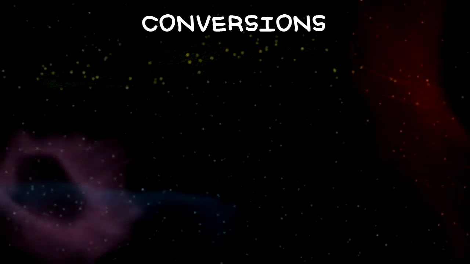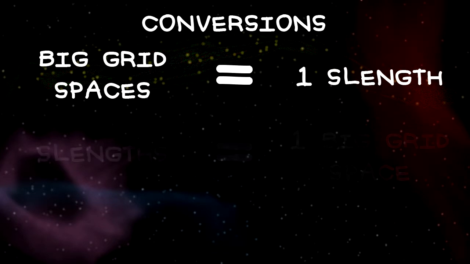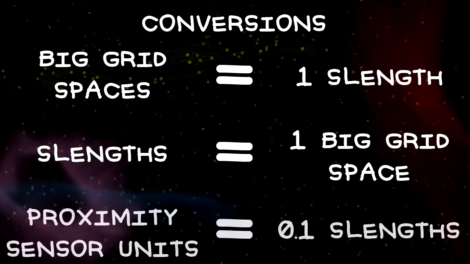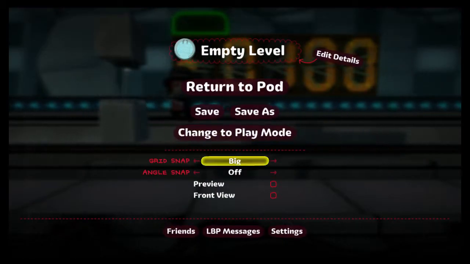This has wondrous implications, meaning that we can easily and cleanly convert between big grid spacings, lengths, which are equivalent to 1 big grid space, and the units of distance used by proximity sensors, which are equivalent to 1/10 of a length. Let's move on to the next smallest grid size, the medium grid.